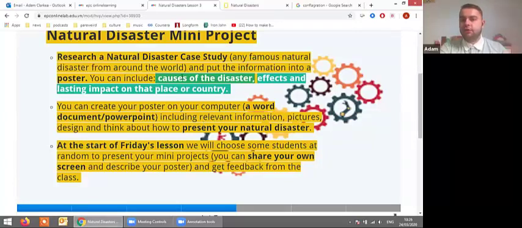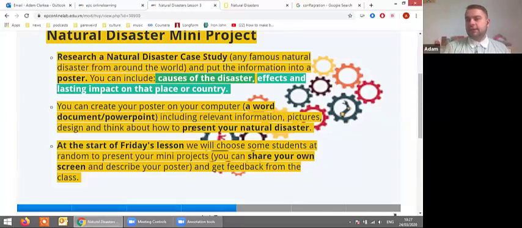You can maybe do a slide on causes, a slide on effects, and a slide on lasting impact. So these are your PowerPoints, and then I'll give you until Friday. In Friday's lesson this week, we're going to choose some of your PowerPoints or some of your Word documents. You can share your screen on your computer, go through and describe your natural disaster, and we can get feedback from the class about your project and your presentation.